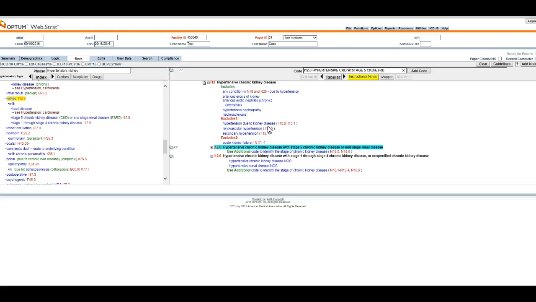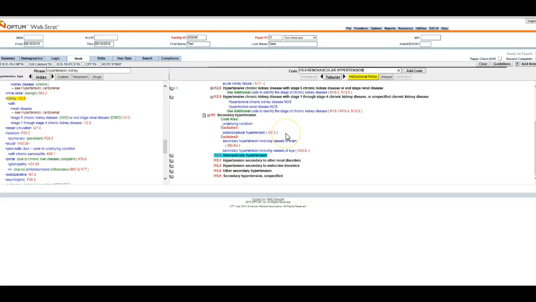I-15.0 and I-15.1. So as you can see, I started with the kidney disease, or the kidney failure, or hypertensive kidney failure, and I had to make sure that my inclusion notes and exclusion notes did not exclude what we're looking for. So the provider did mention that the patient had left-sided renal artery stenosis with renal vascular hypertension. So I'm seeing here renal vascular hypertension is I-15.0, and that is not included in the I-12. So we cannot code the I-12.